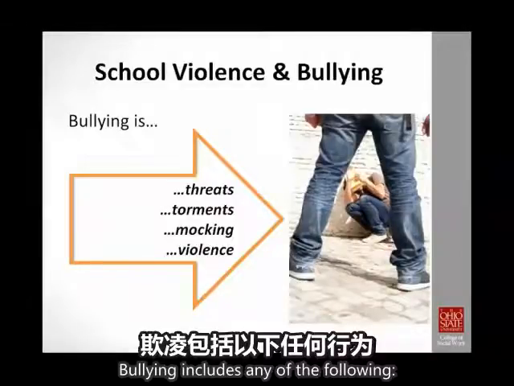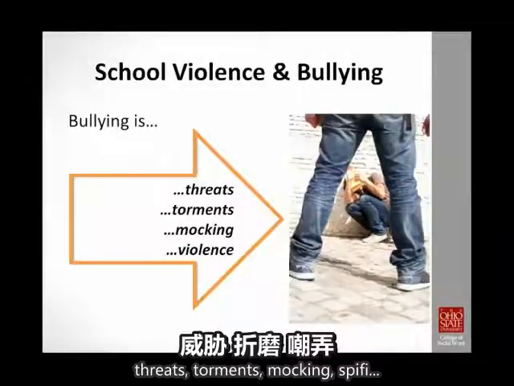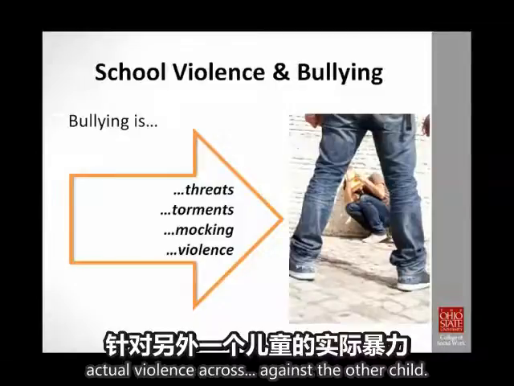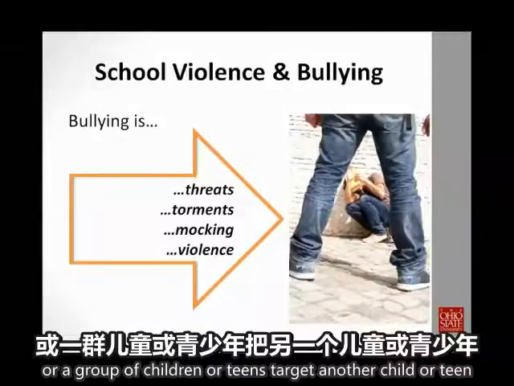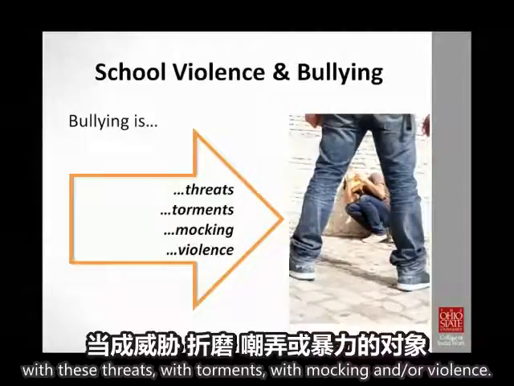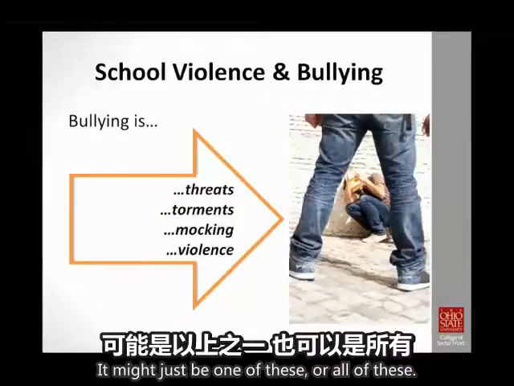Bullying includes any of the following: threats, torments, mocking, actual violence against the other child. So bullying then is whenever a child or a teen or a group of children or teens target another child or teen with these threats, with torments, with mocking, and or violence. It can include all of the above. It might just be one of these or all of these.